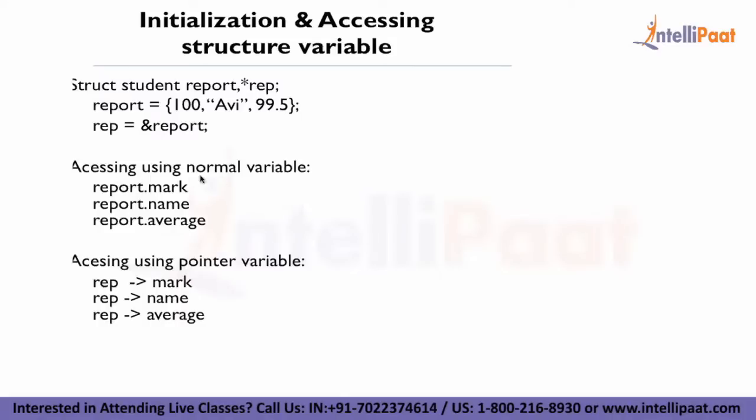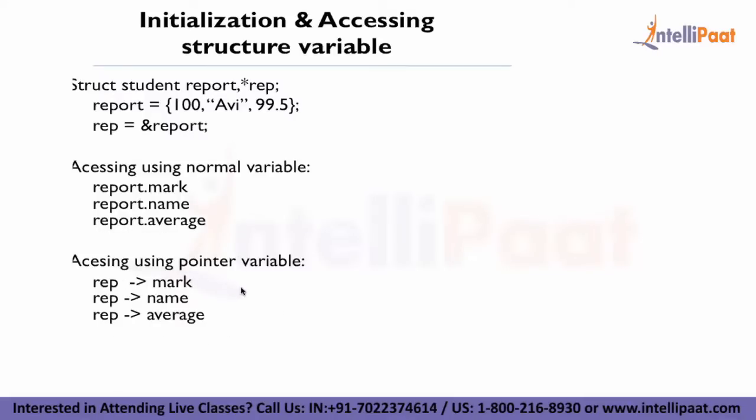So accessing is using a normal variable. So how can we access the data? If you want to check marks, then you can say report.mark. If you want to get a name, then you can say report.name. If you want to get the average, then you can say report.average.